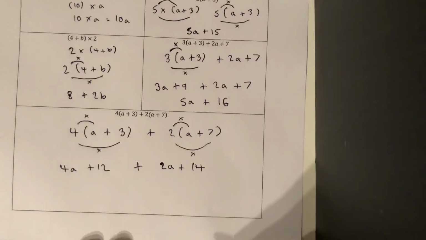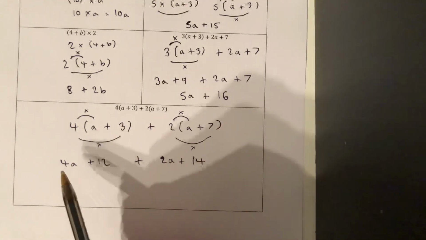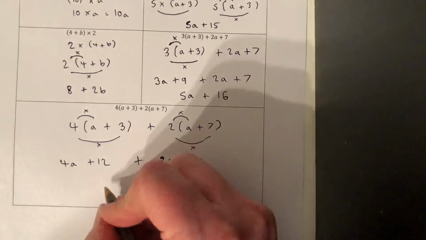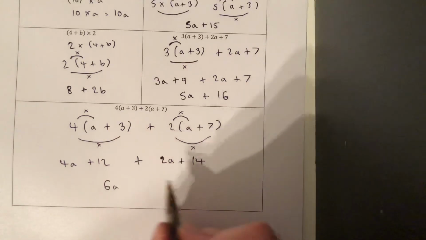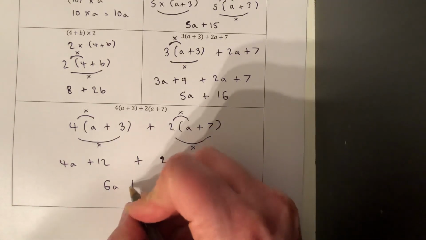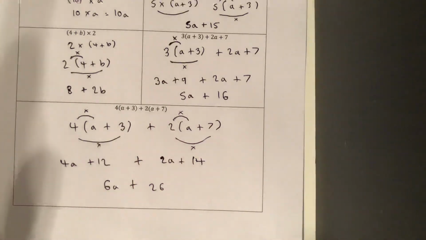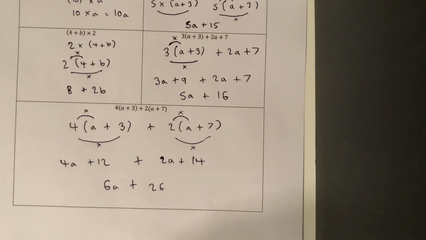So all together now, I'm ready to actually do my final simplification. 4a add 2a gives me 6a, and 12 add 14 gives me 26. And voila, it's the right answer in its simplified version.